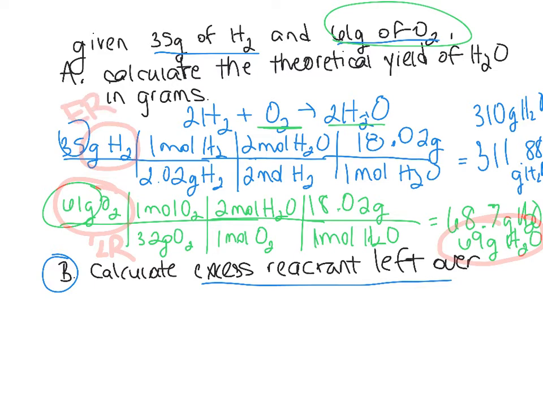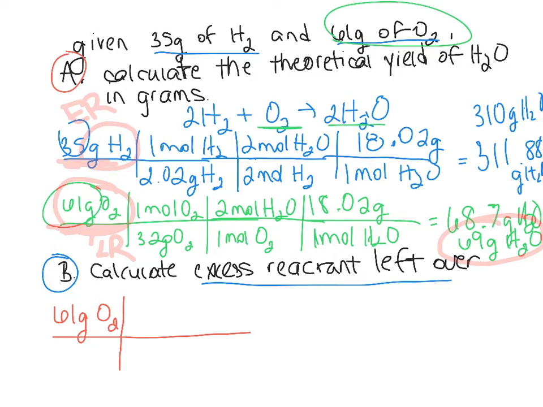Your excess means out of that 35 grams of H2, I'm not going to use all of that. I'm going to have something left over. So to solve B, to calculate excess reactant left over, we have to figure out how much excess is going to be used with that 61 grams of O2. So the first thing you have to do is solve for limiting, which is why that was what I did in A here. And we're going to take that 61 grams of O2, and now we're going to solve for how much excess is used with the 61 grams.